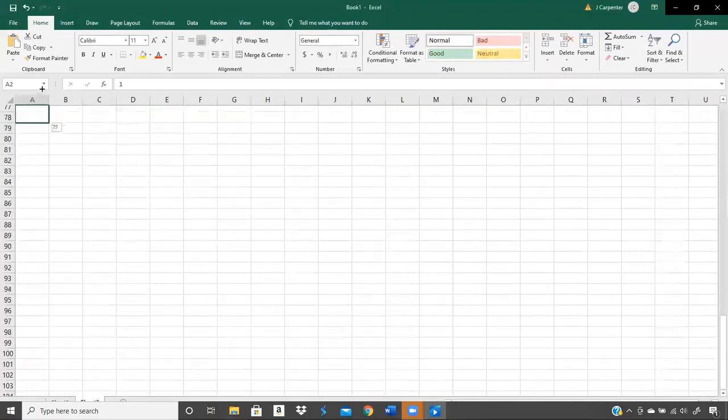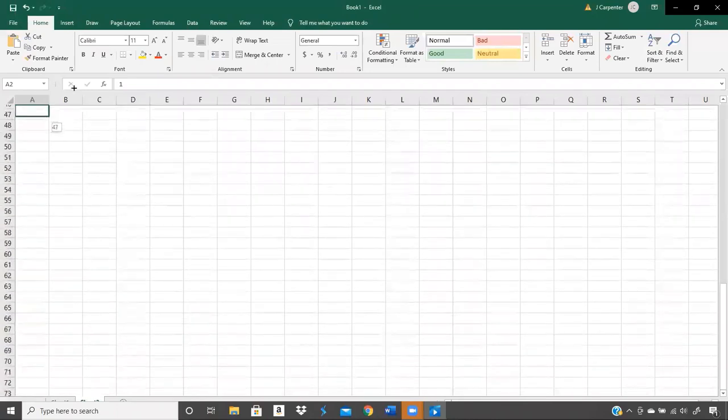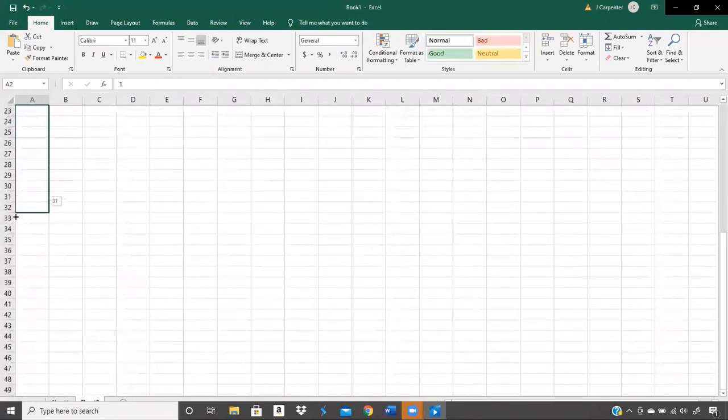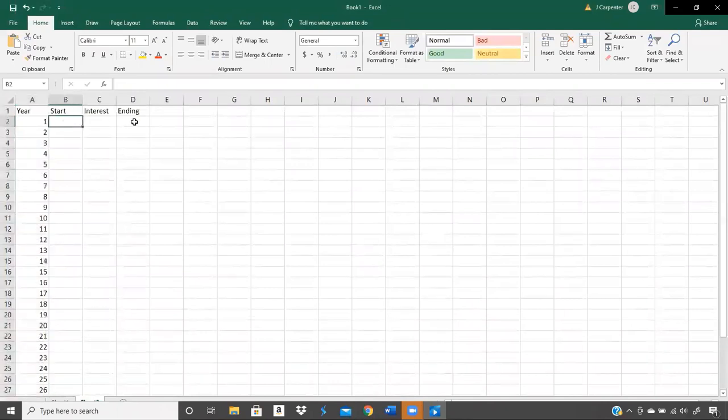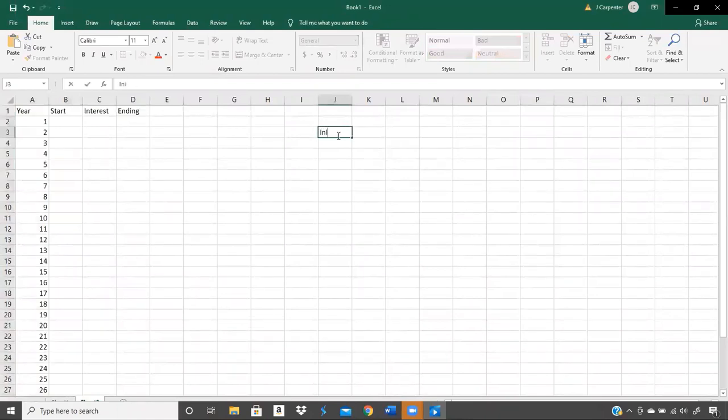I think we said 32 years. Holy moly, that went down quick. Let's get back up. So go to row 33, looks pretty good. Starting balance, we started with 5,000. And I can put that initial deposit. That was 5,000.